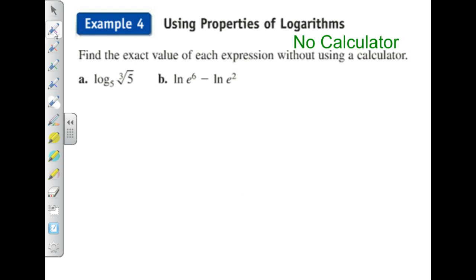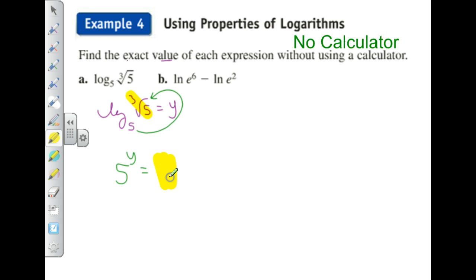So looking at these log properties, find the exact value of each expression. I would set the log equal to y and fishhook, because we want to undo the log. So I'm calling this the fishhook, which is the definition. So I would say 5 to the y is equal to, did you know that the cube root of 5 can be written in exponential form as 5 to the 1/3? Simply because the square root of x is x to the 1/2, and of course we have all these invisible numbers here.